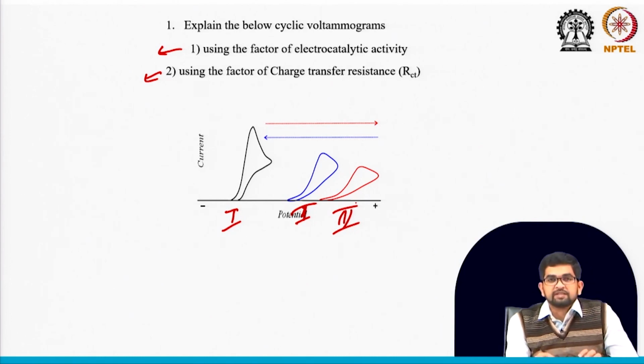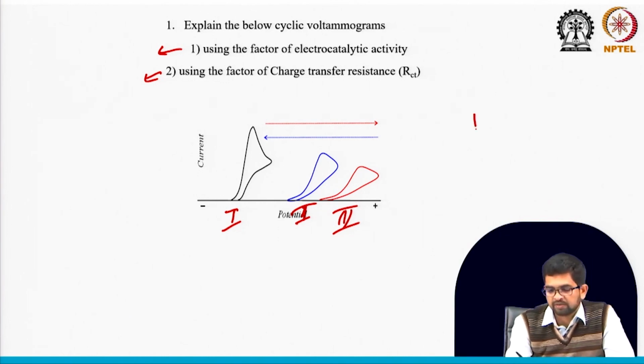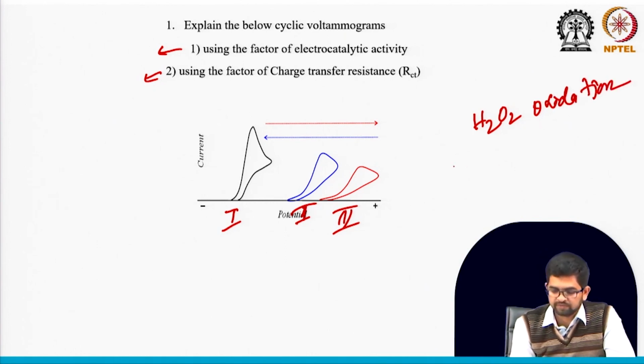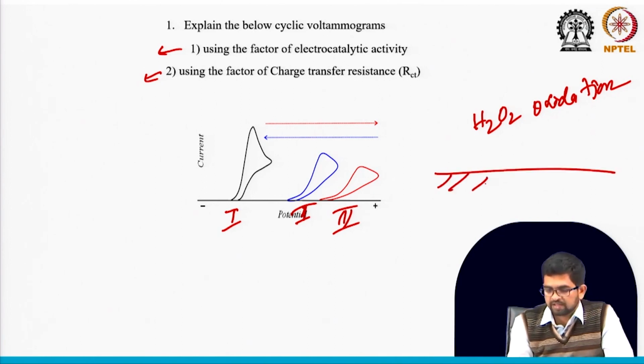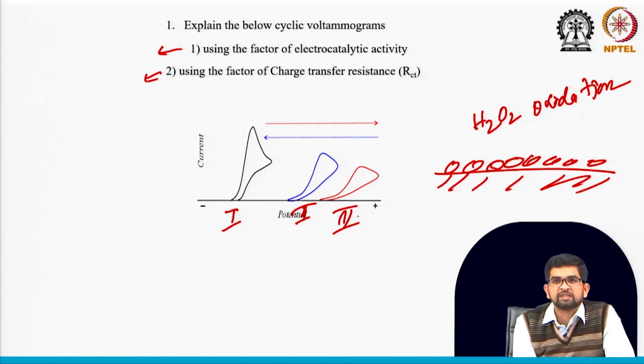What is the factor for this change of the cyclic voltammogram? Suppose this is hydrogen peroxide oxidation we are measuring, hydrogen peroxide oxidation we measure on a sensor surface. Suppose you have a gold nanoparticle modified sensor surface, and you got number 1, 2, 3, different kinds of cyclic voltammogram.